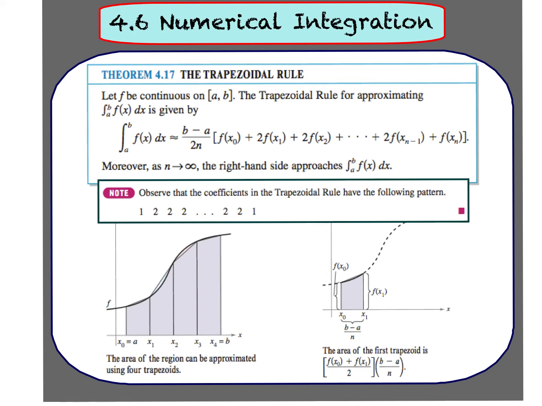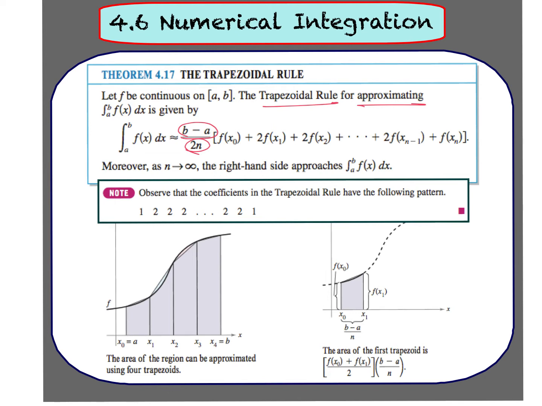4.6, numerical integration. Also, I like to call it just the trapezoidal rule. All right. So on a trapezoidal rule, this is how we do it if we're given an equation. If we have to approximate using the trap rule, it's b minus a over 2n. I'd like you to write that. All right, so it's b minus a over 2n.